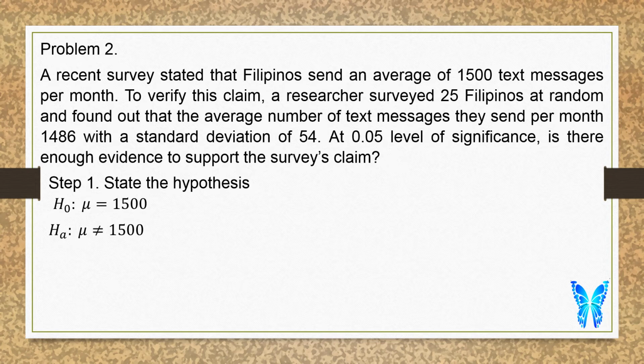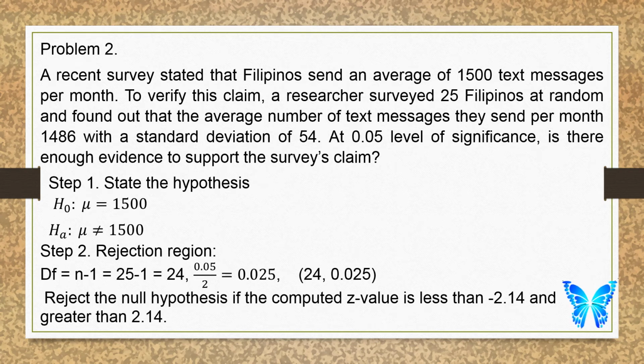Our null hypothesis is that the population mean is equal to 1,500, as stated in the problem, or it serves as the claim. Then our alternative hypothesis against the null hypothesis is that the population mean is not equal to 1,500.